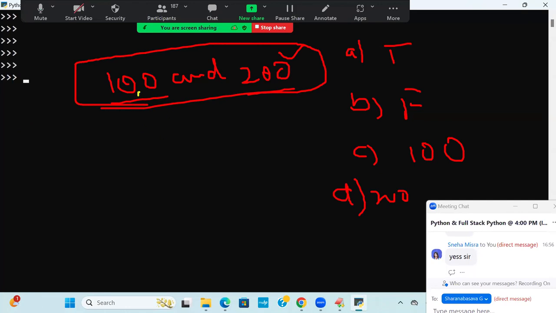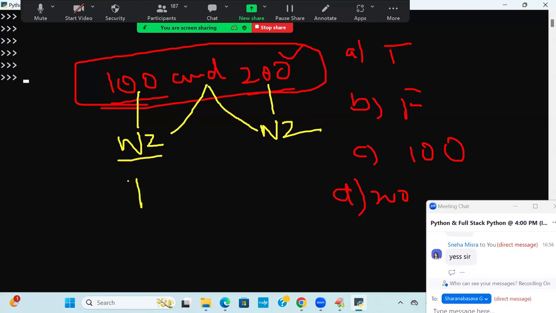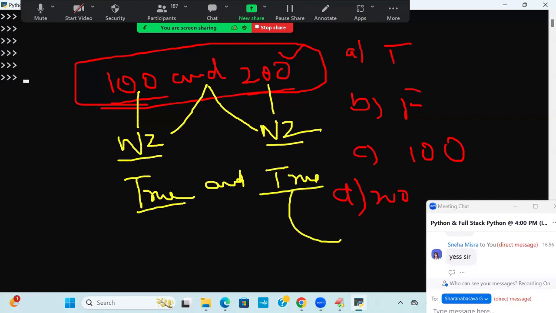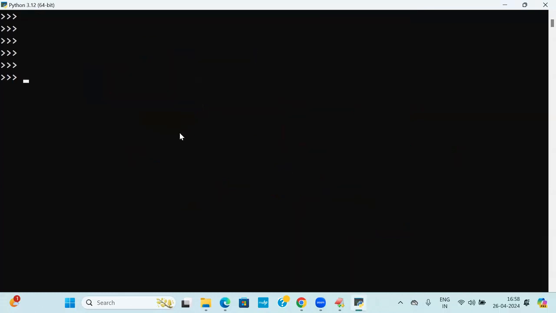Let us start, students. 100 means what? Non-zero. 200 means what? Non-zero. Which operator? AND operator. Non-zero means true. Non-zero means true. True and true. Which true is the answer? The second true. So 200 will be printed. Are you following me? 100 and 200, what is the answer? 200. Special or not?